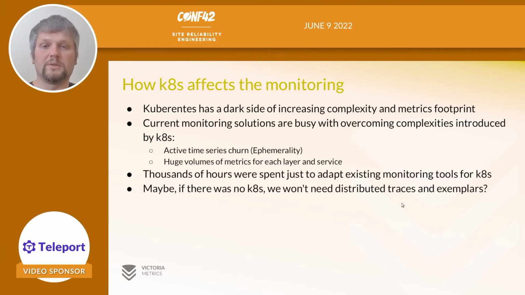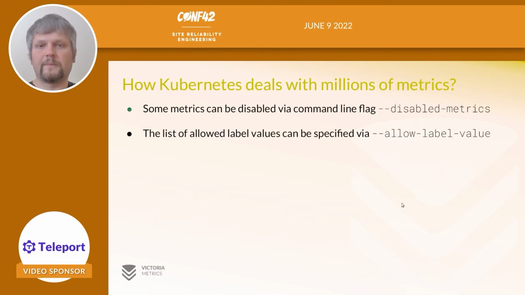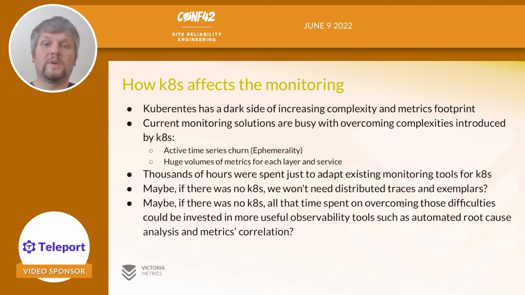Maybe if there was no Kubernetes, we wouldn't need distributed traces and exemplars, because distributed traces and exemplars are used solely for microservices and Kubernetes. And maybe if there was no Kubernetes, all this time spent overcoming difficulties in current monitoring solutions could be invested into more useful observability tools, such as automated root cause analysis or metrics correlation. Who knows?